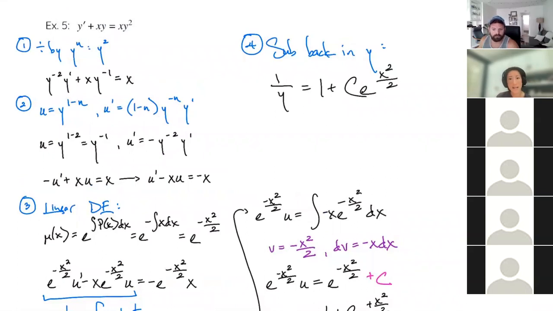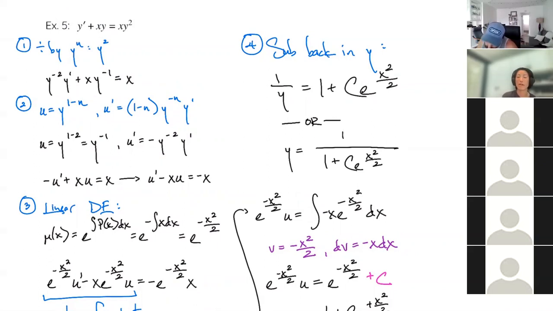Alternatively, like the last problem, you can say, well, I can get y by itself just by taking the reciprocal of both sides. And you could write y equals 1 over 1 plus C e to the x squared over 2. Either one of those is fine. Just make sure you leave enough breadcrumbs along the way to convince this skeptical mathematician that you know what you're doing.